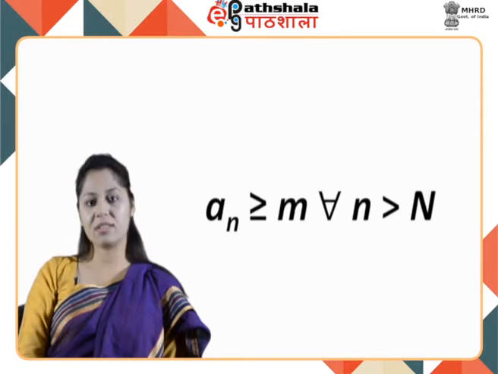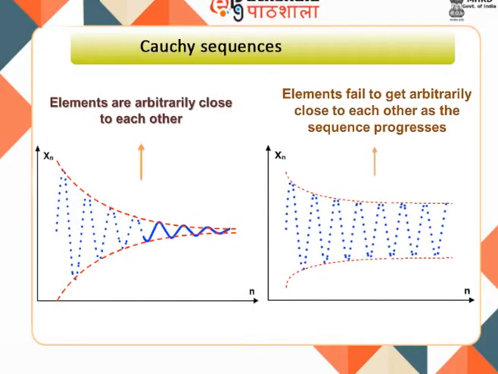A Cauchy sequence is a sequence whose elements become arbitrarily close to each other as the sequence progresses. More precisely, given any small positive distance, all but a finite number of elements of the sequence are less than that given distance from each other.